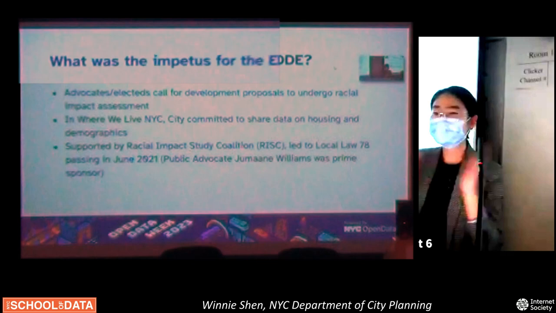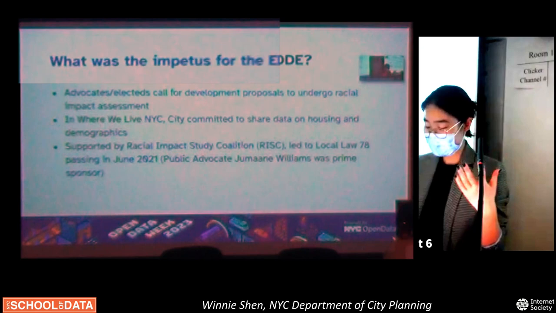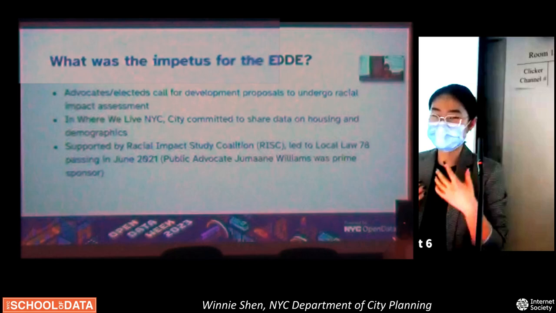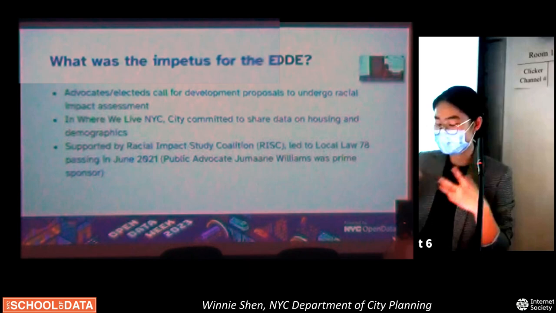So what was the impetus for EDDE? Because I find EDDE is too many of the same sounding letters to say one after another. So it was required by Local Law 78 of 2021, which was developed out of advocacy by the Racial Impact Study Coalition, or RISC. Some members of that group include NHC, Association for Neighborhood Housing Development, Regional Plan Association, and others, which are housing advocate groups that some folks in this room might be familiar with, and Public Advocate Jumaane Williams, the Center for Major Planning Decisions and Racial Equity.